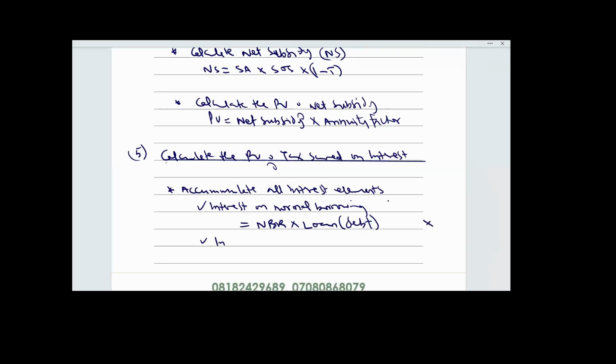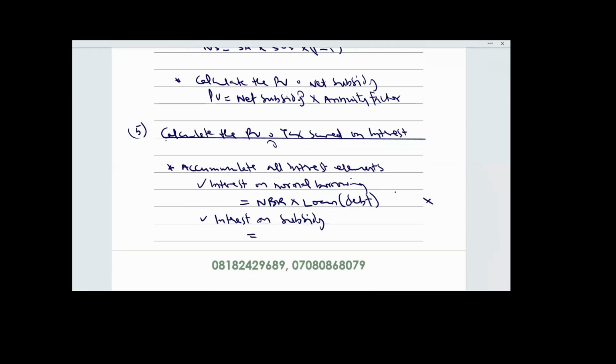Then you also calculate the interest expense on subsidized loan, interest on subsidy. How do you do this also? To get the interest on subsidy, you multiply the interest rate on the subsidy with the proportion of subsidy, multiplied with the subsidy amount. Okay, so whatever you have, put it there. You then add the two together, that will be the total interest. So with this, you have accumulated all interest elements.